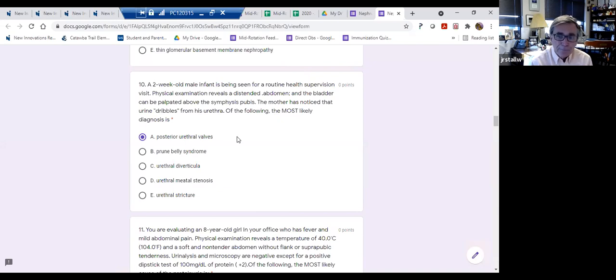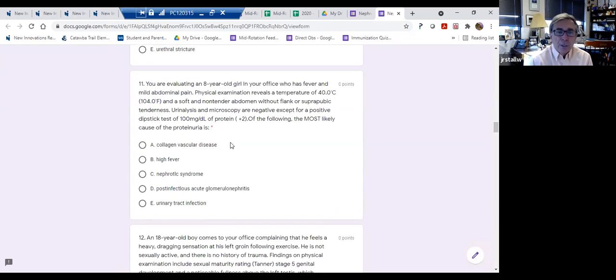Number 11. You are evaluating an 8-year-old in your office with fever, abdominal pain. She's got a temp, soft abdomen without flank or suprapubic tenderness. Your urinalysis is negative, but she's got protein. So they're pushing you all the way away from the kidney as being the cause of the fever. No flank pain, no suprapubic, not the kidney, not the bladder.